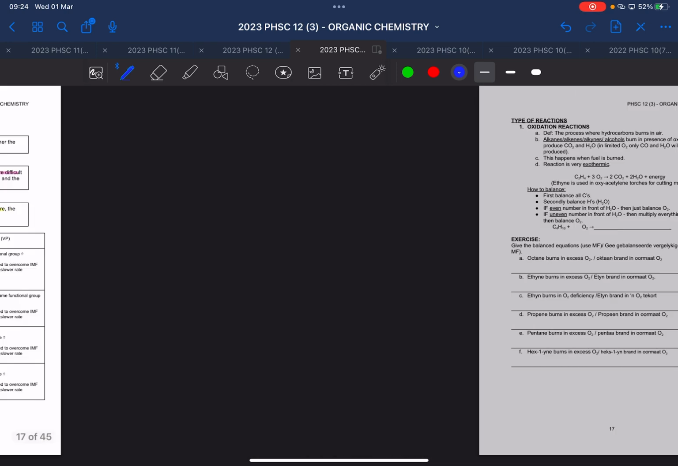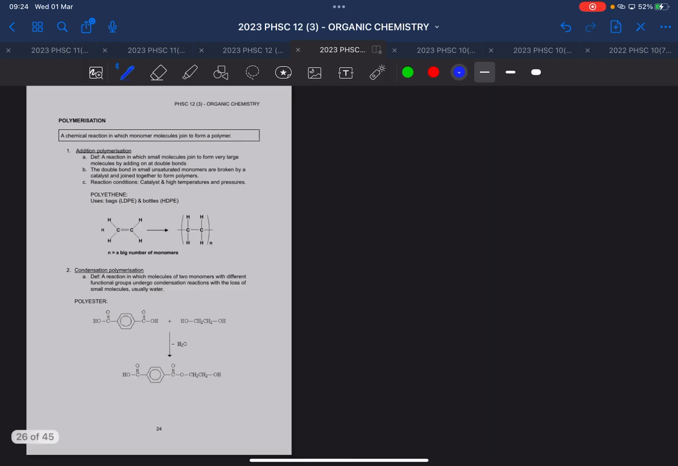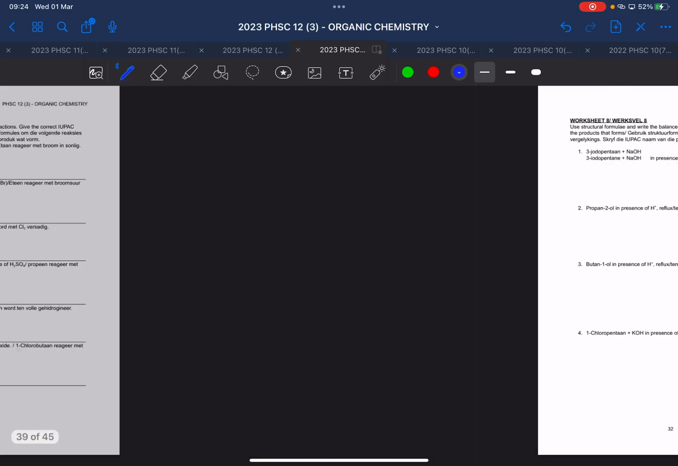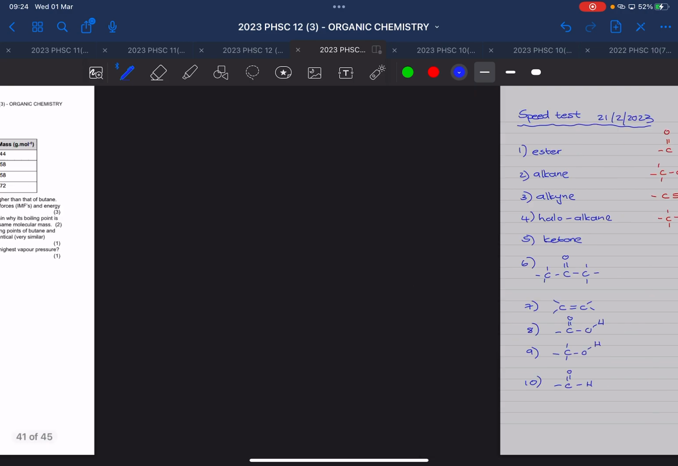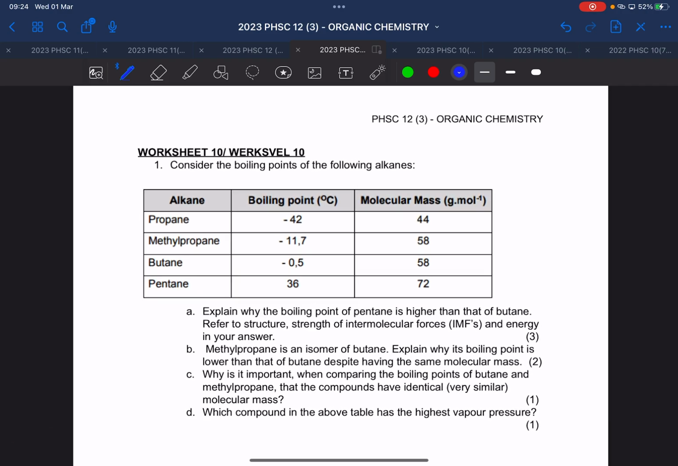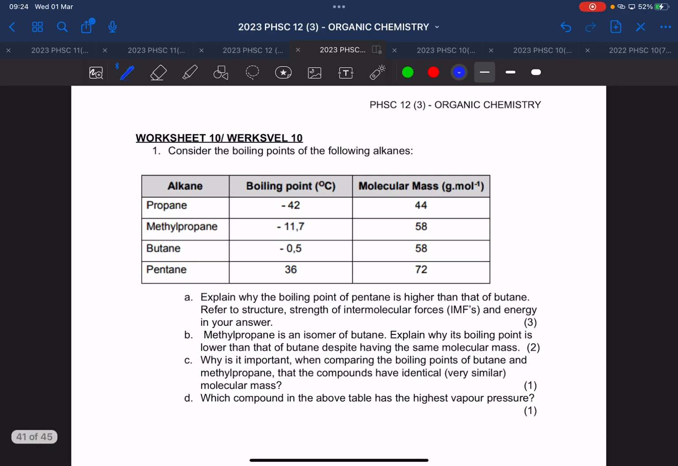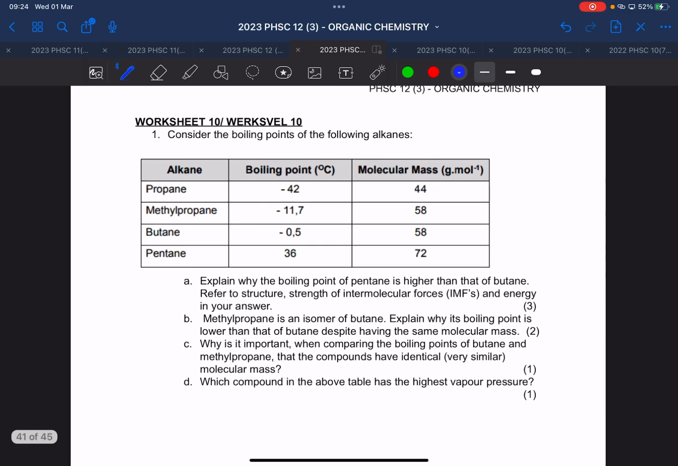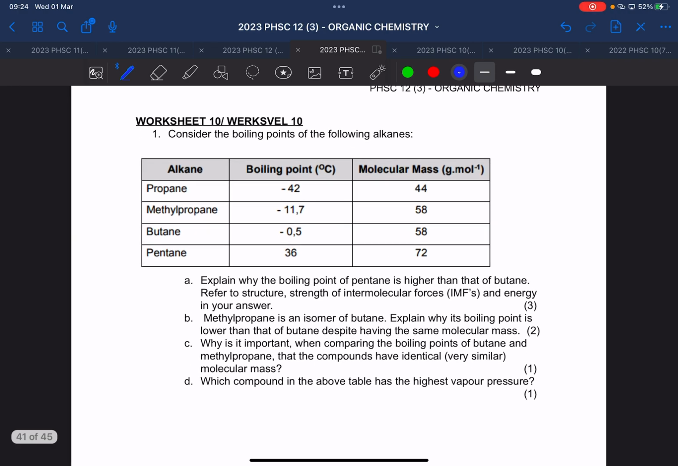Sorry, I just want to check, did I not do it here? No. It is on page, I think it's the last page, yeah, this page. Okay. Let's see. They say consider the boiling points of the following alkanes. And you can actually do it on this page. That's why I left a bit of page open. Okay, we're going to look at them.